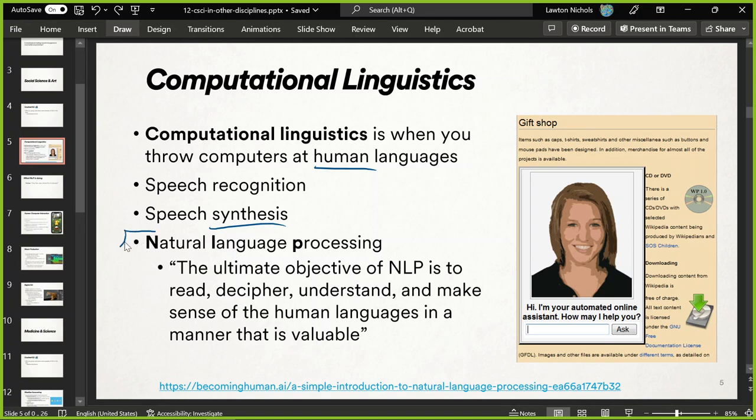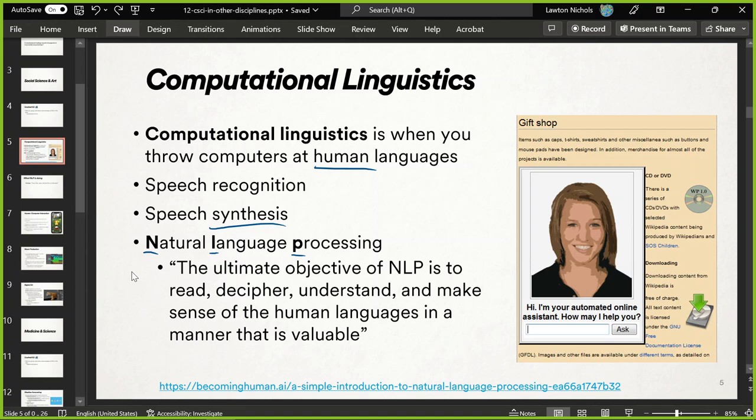But yeah, the big deal of computational linguistics these days is trying to understand maybe spoken words or written words. Siri's doing this, definitely. It's called natural language processing, or NLP for short. I just took the first letters of those words. So yeah, the idea of NLP, I can read this blurb to you and then explain a bit more. The ultimate objective of NLP, that is natural language processing, is to read, decipher, understand, and make sense of the human languages in a manner that is valuable.